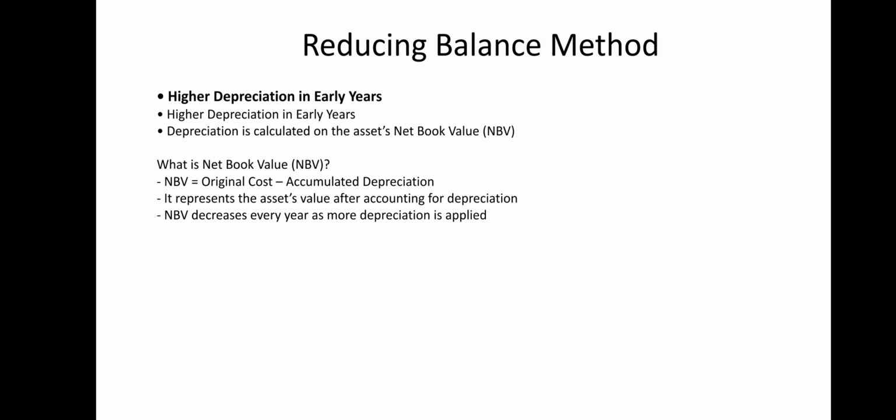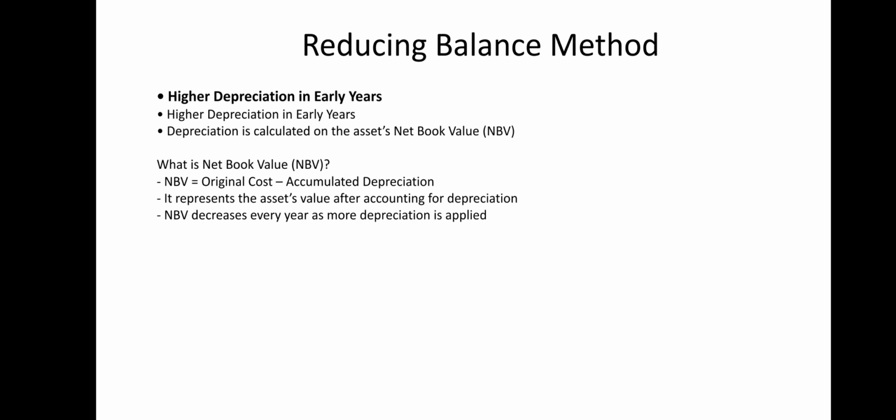Now let's look at the reducing balance method. It applies a fixed percentage to the asset's book value, which means higher depreciation in the early years and less as time goes on. This method applies a fixed percentage of depreciation to the asset's net book value at the beginning of each year.